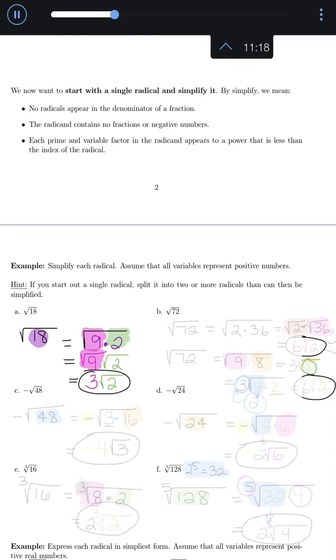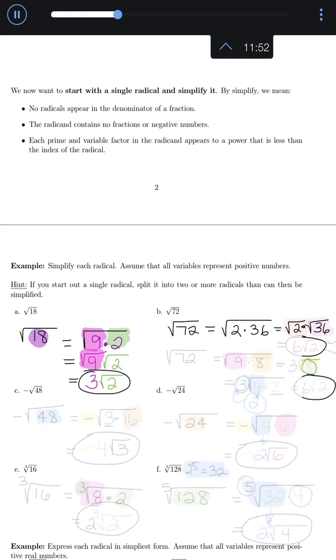Let's look at another problem. Let's look at the square root of 72. Let's actually do this problem two different ways to show you that there's no wrong way to do this. First, we can break down the 72 into 2 times 36. If we do that, then we can break this up into the square root of 2 times the square root of 36, just breaking them off into two different pieces.